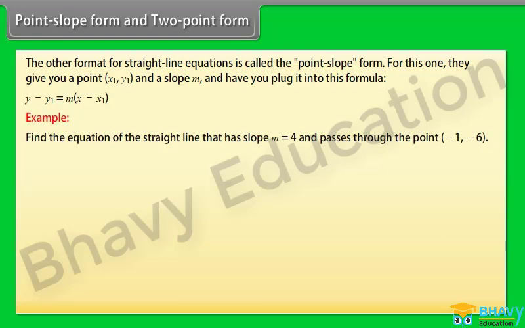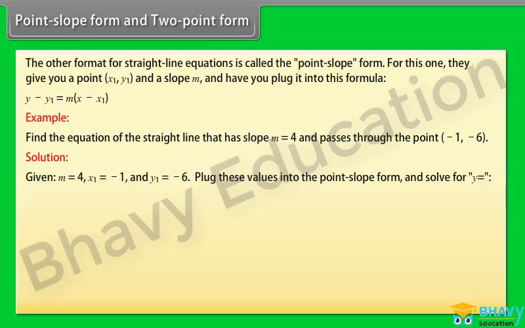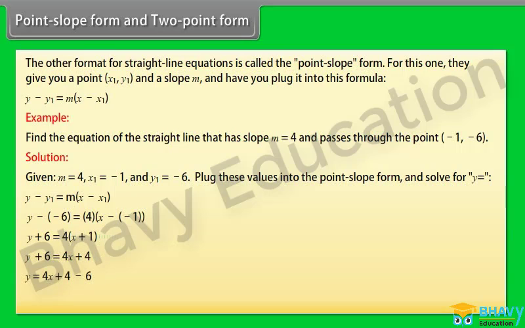Example. Find the equation of the straight line that has slope m equal to 4 and passes through the point (minus 1, minus 6). Solution. Given m is equal to 4, x1 is equal to minus 1 and y1 is equal to minus 6. Plug these values into the point slope form, y minus y1 is equal to m into (x minus x1). Substitute the values in the above equation and then on solving for y we get y is equal to 4x minus 2, which is the required equation.